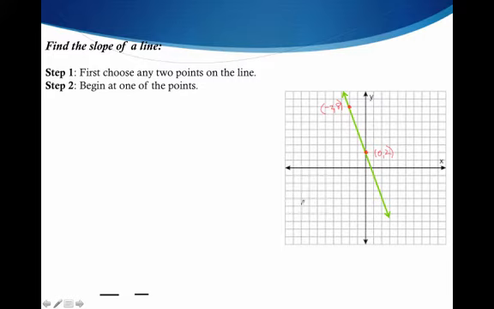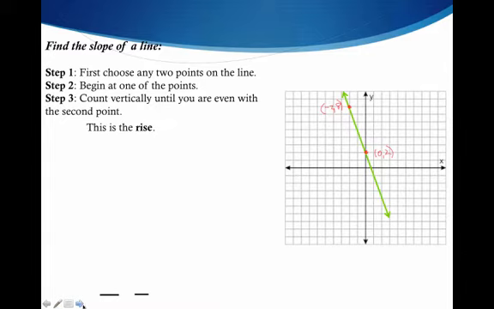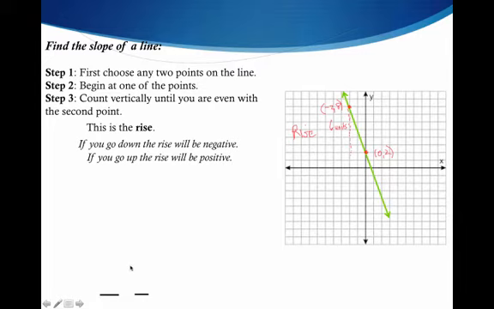So it tells me to begin at one of the points, and I'm going to count vertically until I'm even with the second point. So I'm going to count from here, and I'm going to go down, and it took me 6 units to come down to the level where this other point is. This is called my rise. Okay, then if my rise went down, that's going to be negative, and if my rise goes up, that's positive. Well, I've gone down from point 1 to point 2, so that's going to be -6.